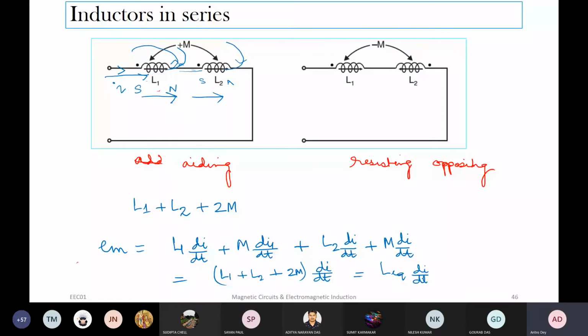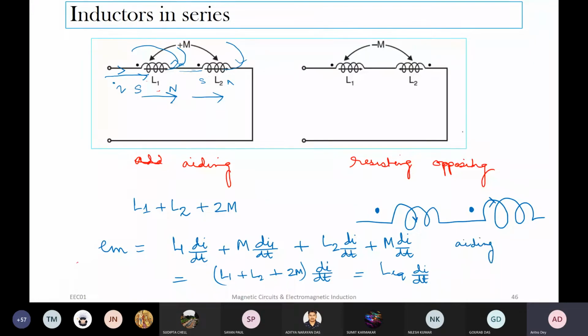So it is the equivalent inductance, just like the series resistance, when the inductors are in series and we have this dot convention. Whenever they are adding, just note the dot convention. Current is entering like this, here also current is entering like this, so the same direction, clockwise. So we put two dots here. If we put these two dots at the beginning, that indicates it is aiding.